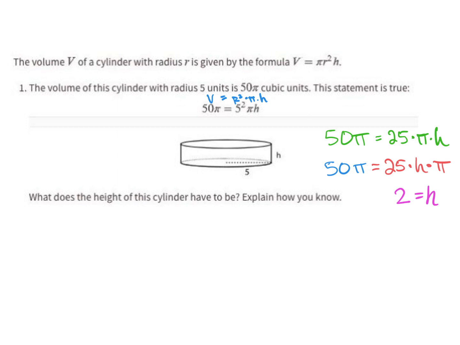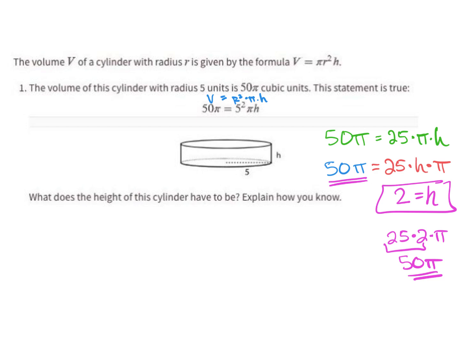So let's try it. 25 times 2 times pi. 25 times 2 is 50. Notice how the 50 pi is the same as this 50 pi up here. So it's just another way of solving for that height. We've done it through the decimal kind of stuff, and now we're doing it with just having the pi symbol sitting there. And so our height here is 2.